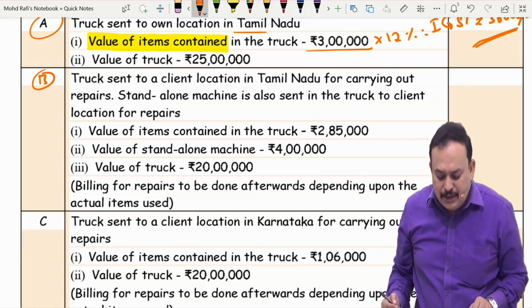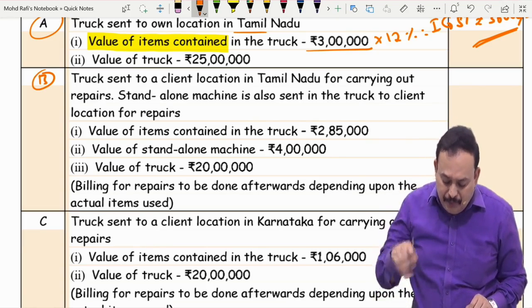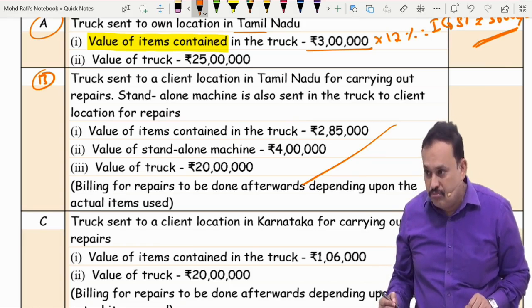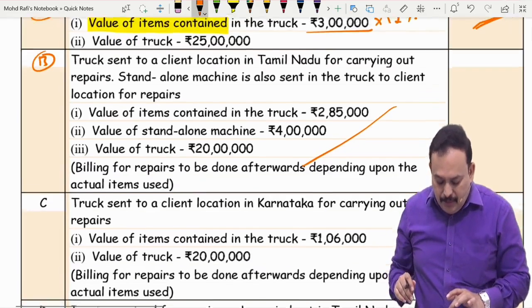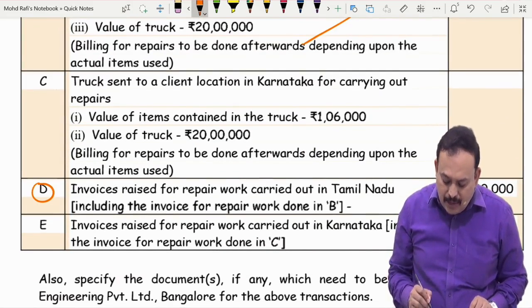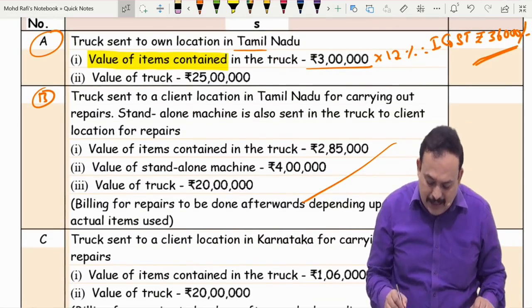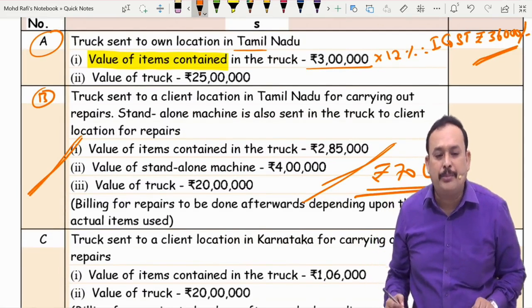For the second case, point number B, the truck is sent to the client location in Tamil Nadu for carrying out the repairs. All these items are supplied, but we do not know what value is actually going to be consumed. Therefore, at that time we do not treat it as a supply. Is it clear? Further, in point number D, items supplied in B, invoice raised for 70 lakhs. That means the entire value of supplies is 70 lakhs.